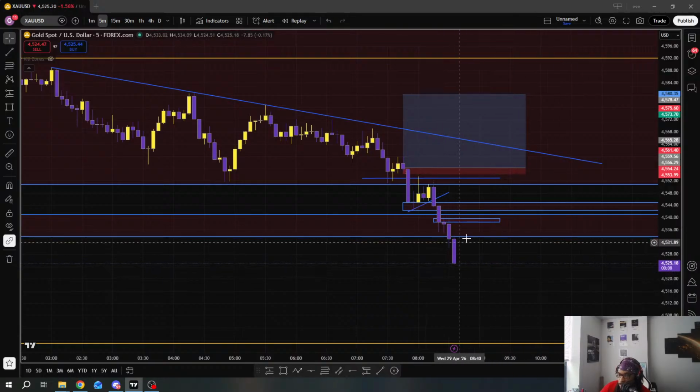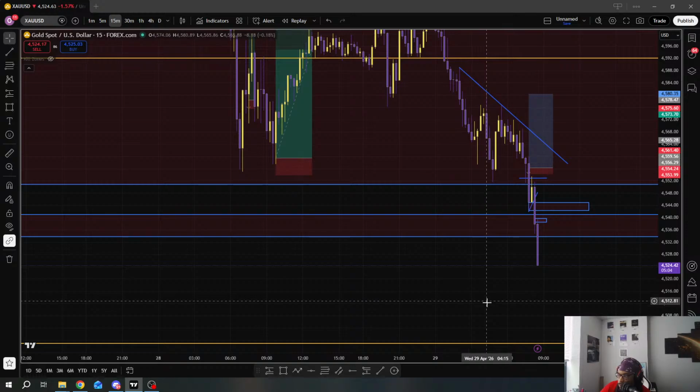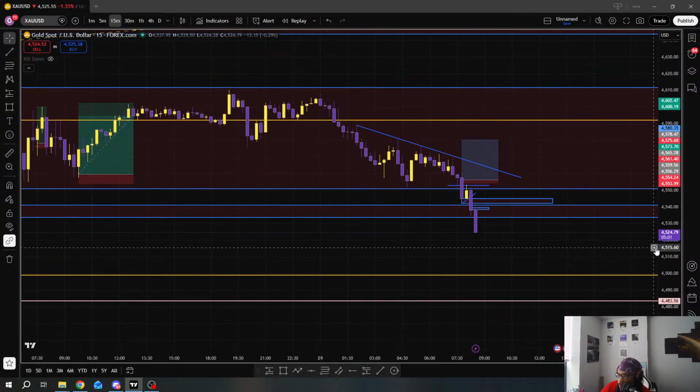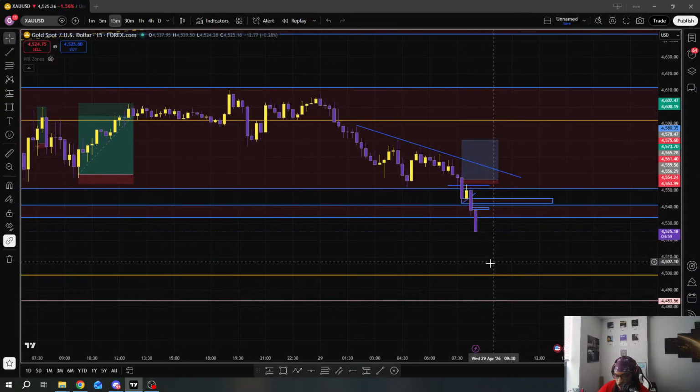Yeah, look at this thing. This thing is constantly tanking. That's okay. I'm not gonna place any more trades right now, so I'm chilling.